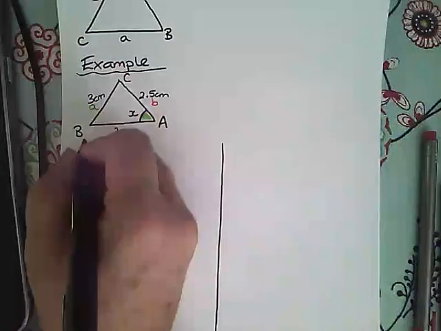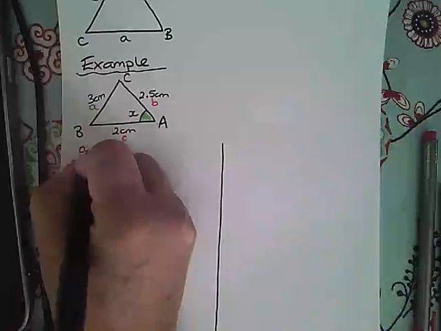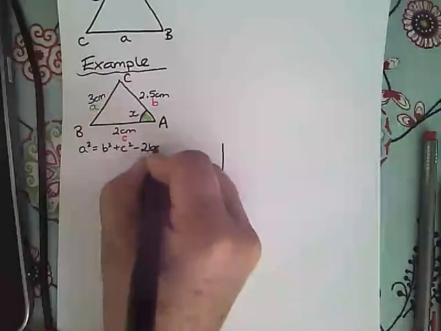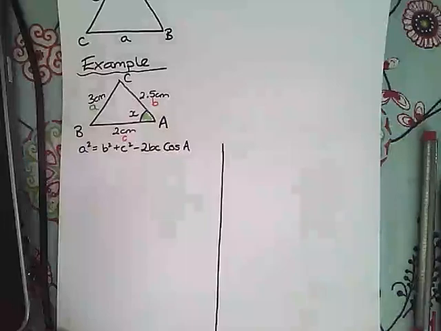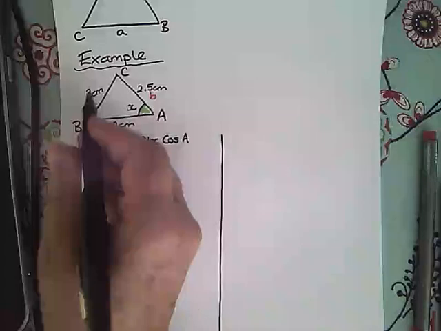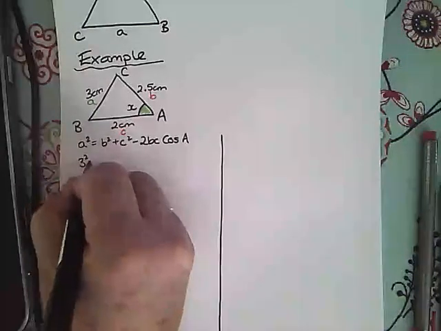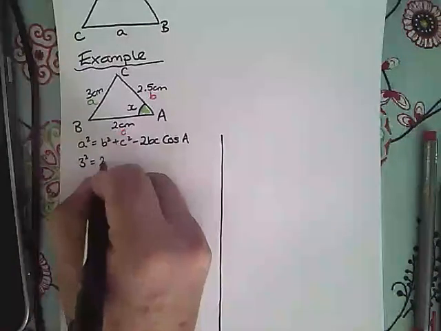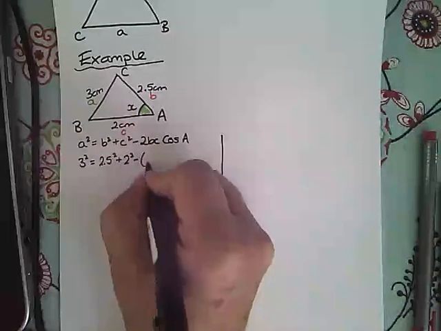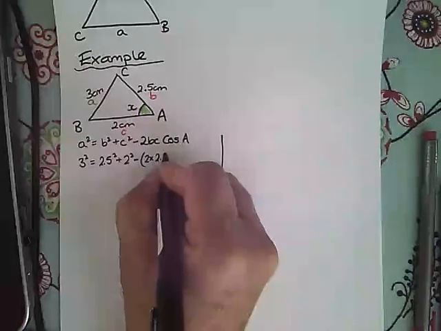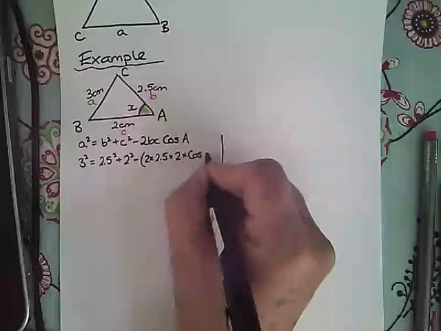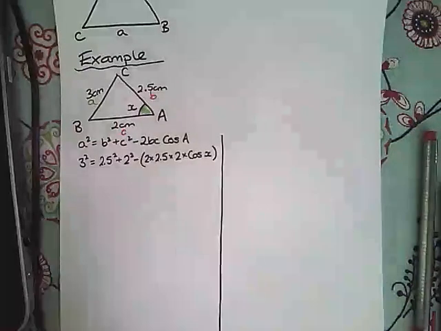So we're going to use on this side a squared is equal to b squared plus c squared minus 2bc cos A, and I'm going to substitute in the values that I have already been given from this diagram. So a is 3 squared is equal to 2.5 squared plus 2 squared, take away 2 times 2.5 times 2 times cos x, and close my bracket.